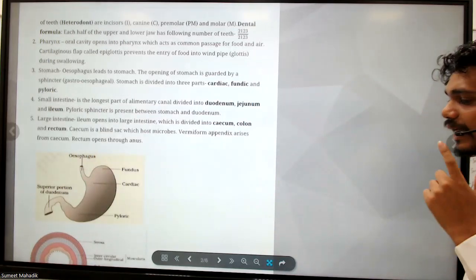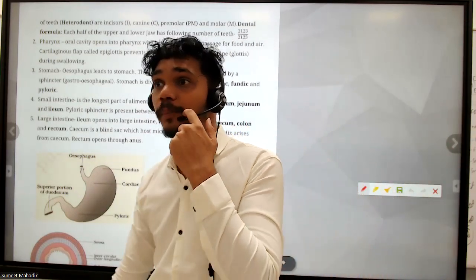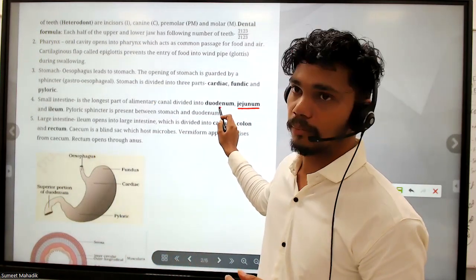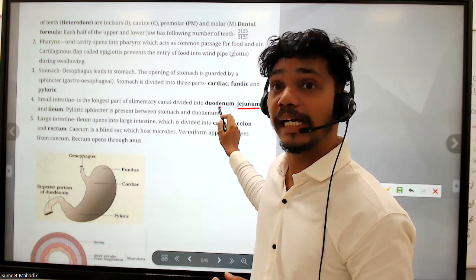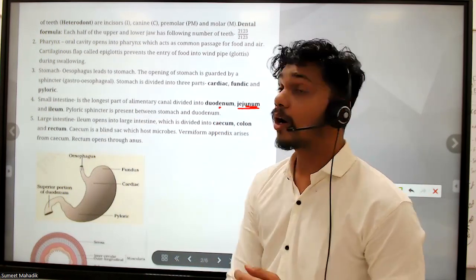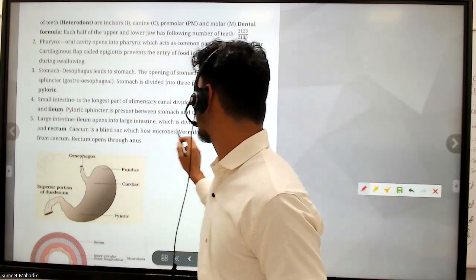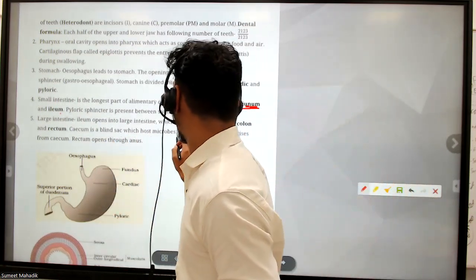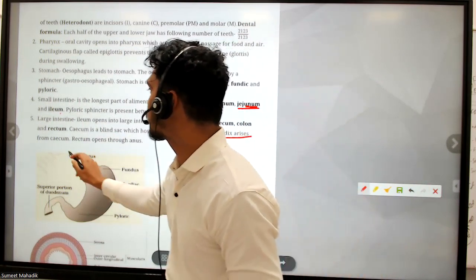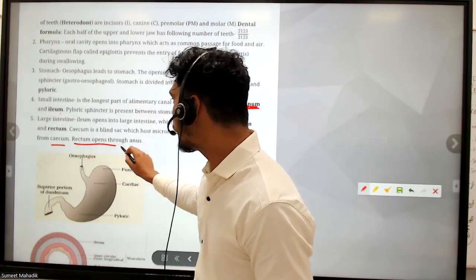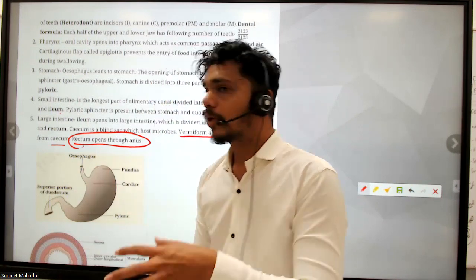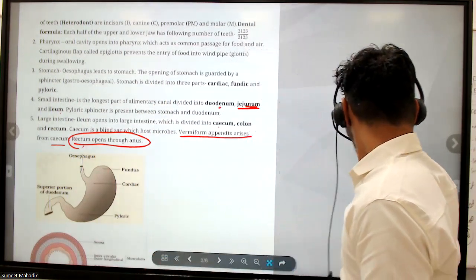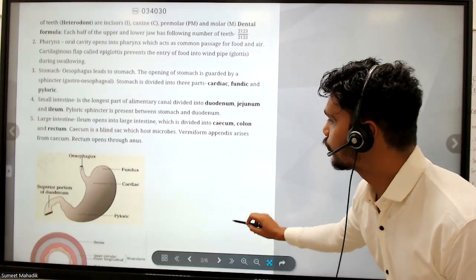Okay, so when I'm talking about the area of absorption of the food, it will be... no, the duodenum is the area of digestion, the jejunum is the area of absorption, and the ileum is connected to the caecum, where the appendix chances are there. The vermiform appendix arises from the caecum, and the rectum opens through the anus. What is the rectum? Storage of the undigested food. Okay. Now let's go further. What is that?